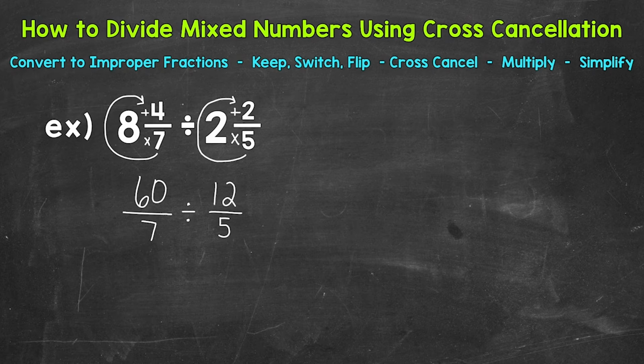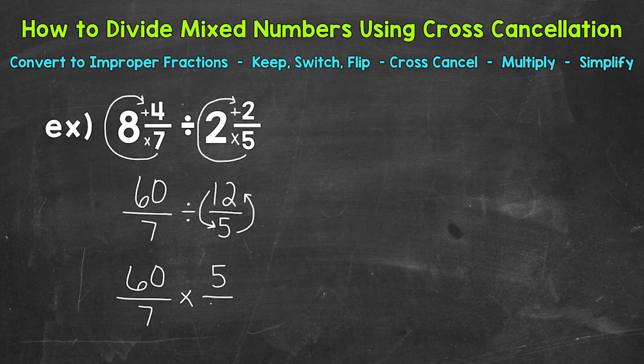All right, let's go through our steps, keep, switch, flip. So we always keep the first fraction. So 60/7. Then we switch or change to multiplication, and then flip our second fraction. So the denominator becomes the numerator, and the numerator becomes the denominator. This is called the reciprocal. So we have 5/12. Now we can multiply straight across.